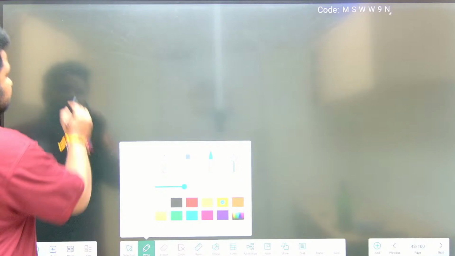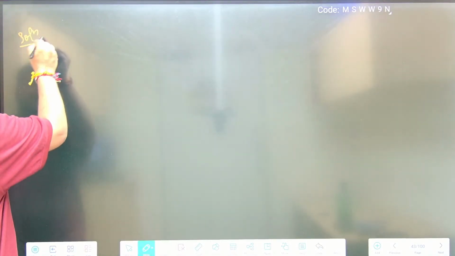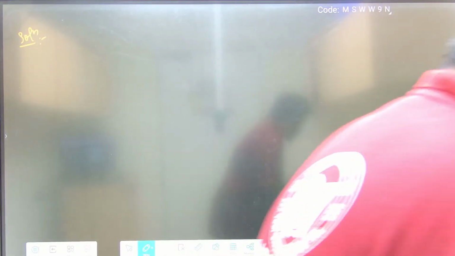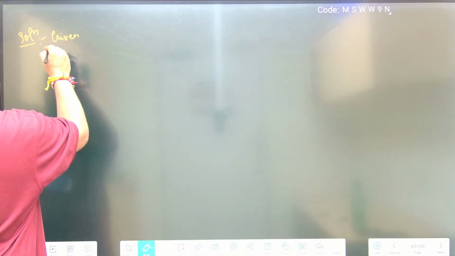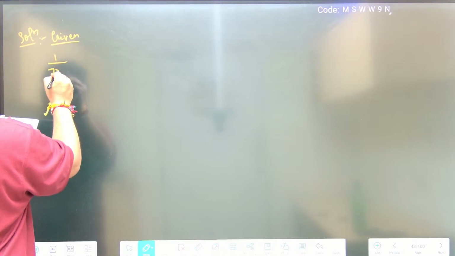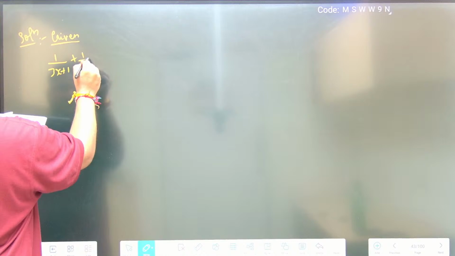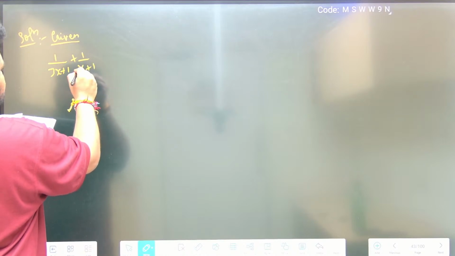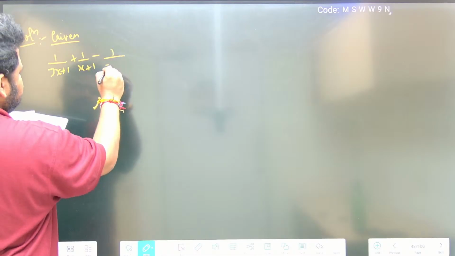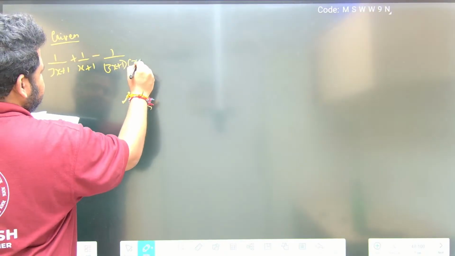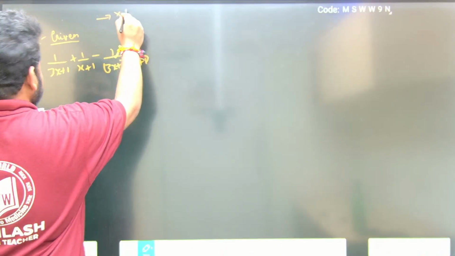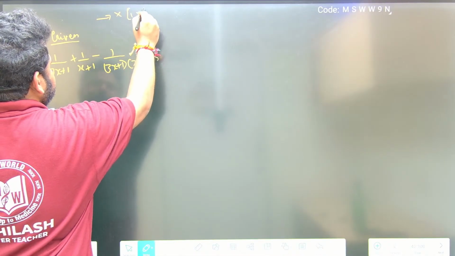See here, write down the solution. What is the question? Let us go through the question. It is given: 1 by 3x plus 1 plus 1 by x plus 1 minus 1 by 3x plus 1 into x plus 1. This is the question given. You should prove that it does not lie between 1 and 4, 1 comma 4. We have to show that it does not lie between 1 and 4 if x is real.